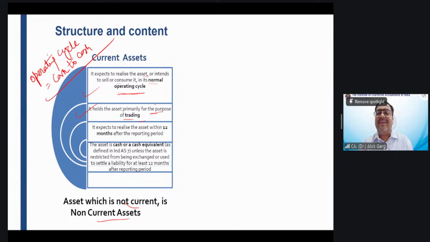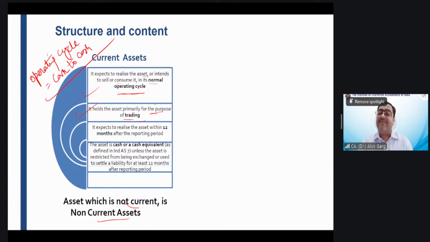It is inventory. Why? It is held for the purpose of trading. Trading का मतलब बेचने के लिए. Okay. It is held for the purpose of trading.